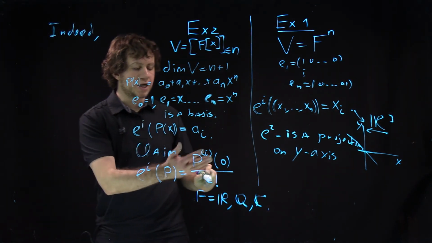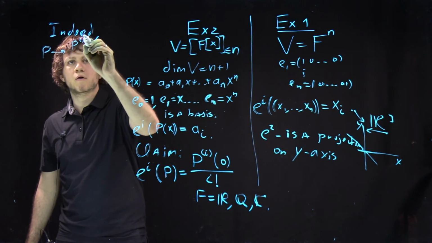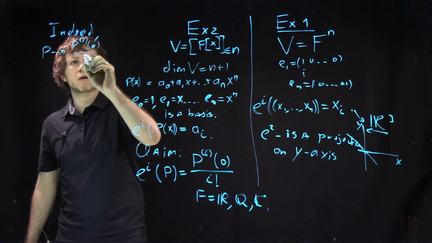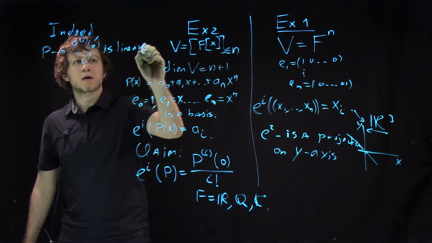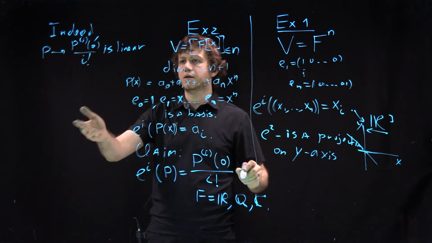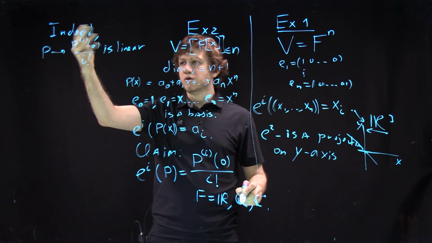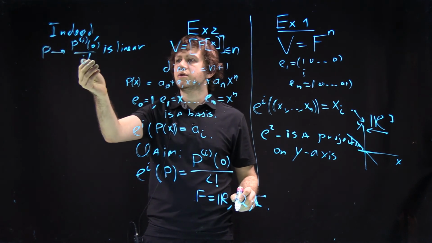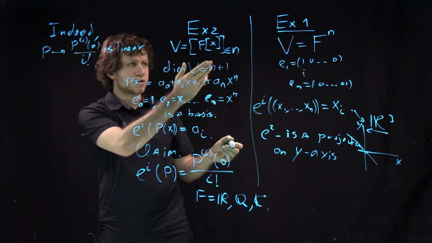So this is my claim, and indeed, clearly we know that p going to the i-th derivative of p at 0 over i factorial is linear, because anytime you take a derivative of a function, it's linear. When you divide by a constant, it's linear, and when you plug in 0, you get an element of F.